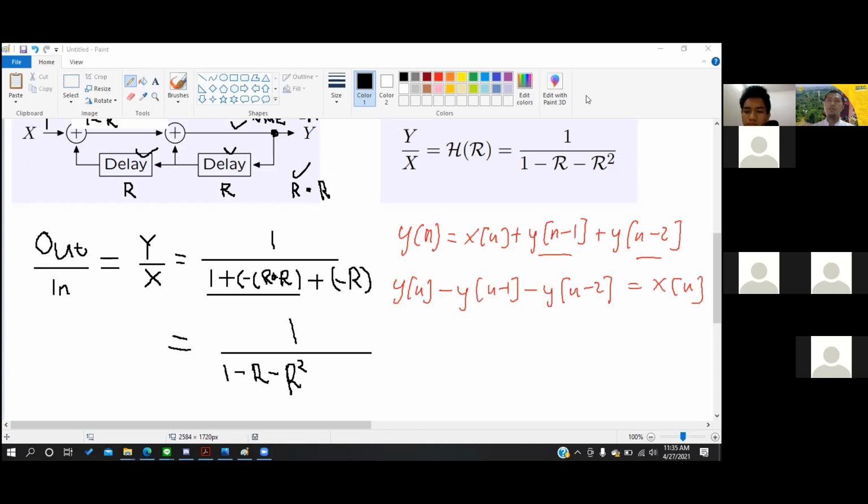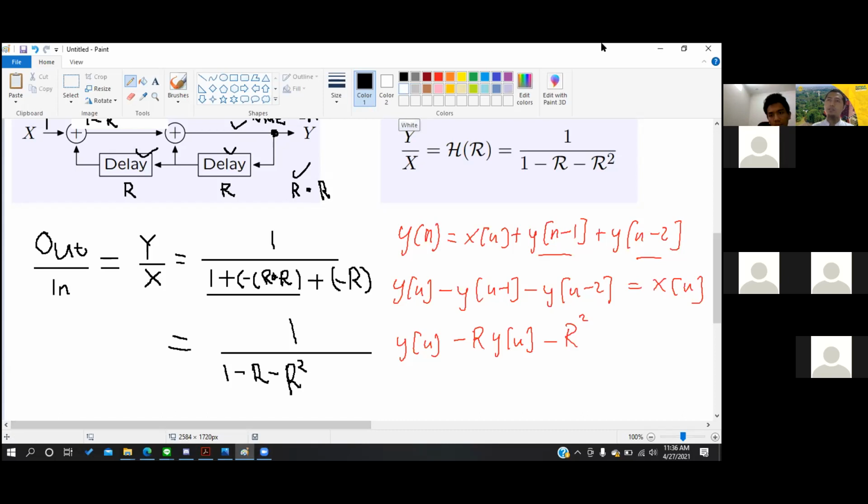If we consider that y[n] is just y[n], and y[n-1] is just y[n] but kind of like a delay, right? So we can put it like this: the y[n], and this is for the two times delay, so we put like this.